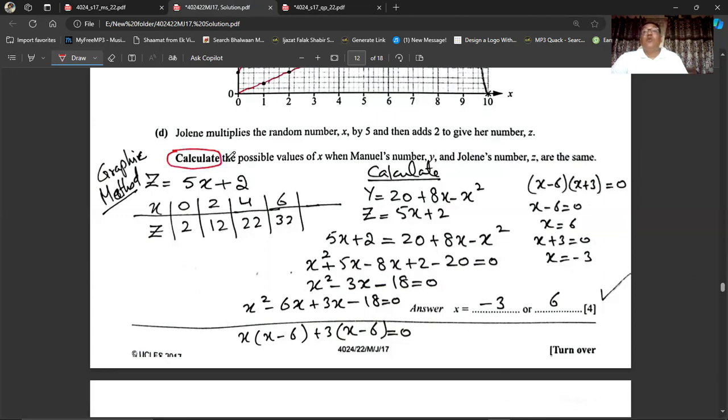They say calculate. This is not from the graph. He says calculate the possible values of x when Manuel's number y and Julien's number z are the same. Okay, so the y of Manuel is 20 plus 8x minus x square, and the z of Julien is 5x plus 2. We will make both of them equal to each other.